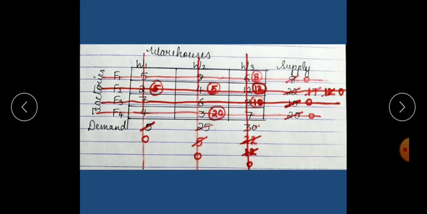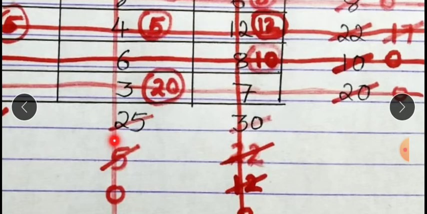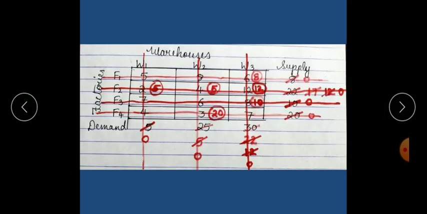Now check whether all the rows and columns are cancelled. In this case, we see that all the rows and columns are cancelled out. And what is the demand remaining? Anywhere the demand is remaining? No, all the demands are 0. And what about the supply? All the supply is 0. So that means you have allocated properly.